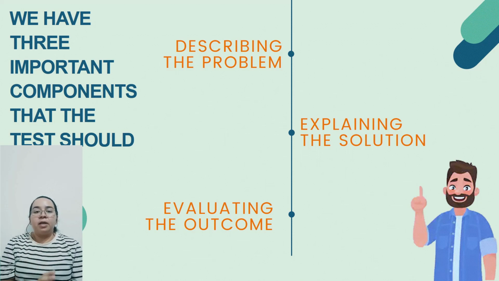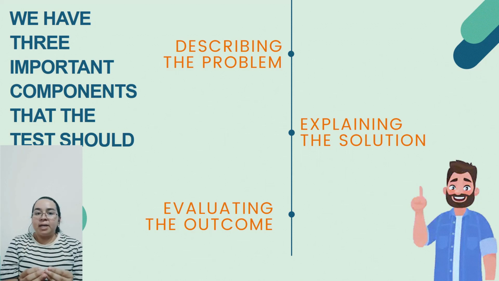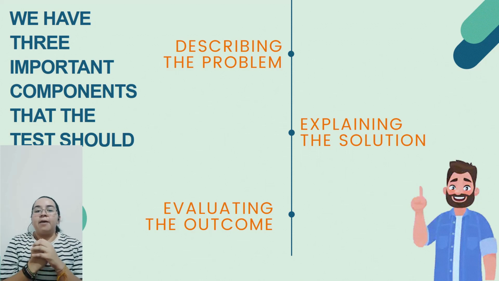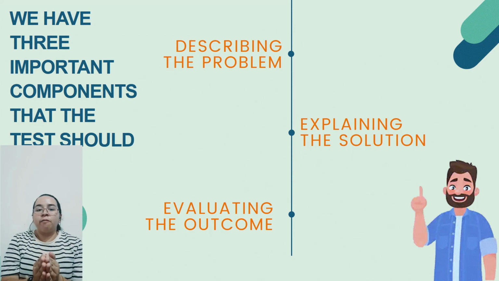The second point is explaining the solution. Look for as many solutions as you can, even if they solve only part of the problem. List each solution and evaluate it. The third point is evaluating the outcome. It is important to make an assessment of the whole situation and to ensure that possible solutions are adequate to resolve the problem.